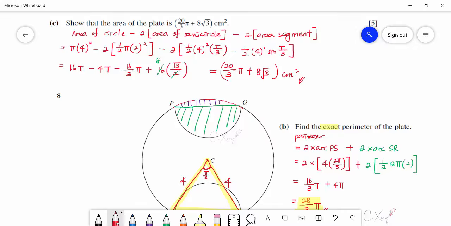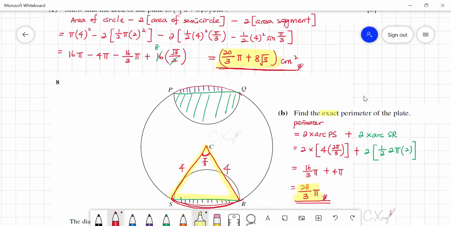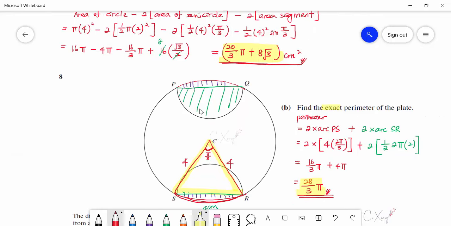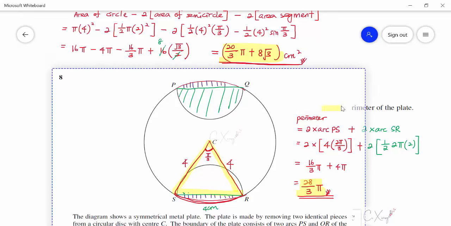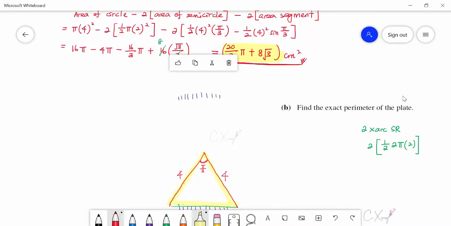Okay, so this is actually how we try to calculate the area of the metal shown in the question. It is not a straightforward question where we straight away take the large circle minus the semicircle, because you still need to consider the area of the segment. So this is how we solve it.